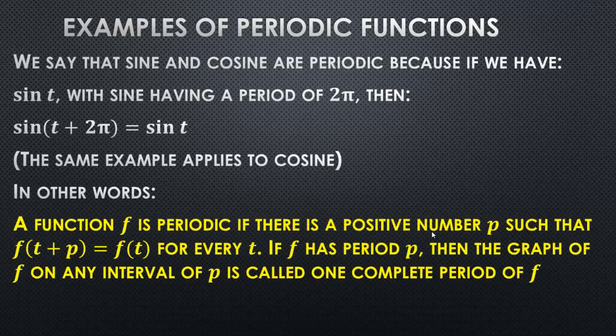So in other words, a function f is periodic if there is a positive number, so that's important, positive number, p, such that f of t plus p equals f of t for every t. If f has a period p, then the graph of f on any interval of length p is called one complete period of f. You're like, what the heck is with all these letters? Let's just imagine that t is our number, whatever it is, and p is our period.